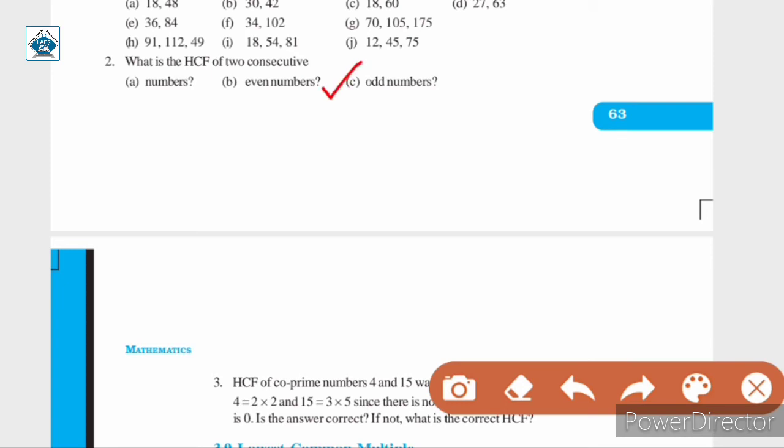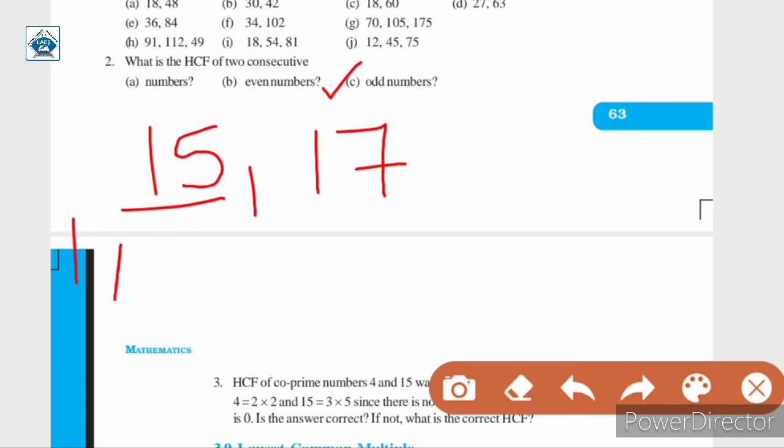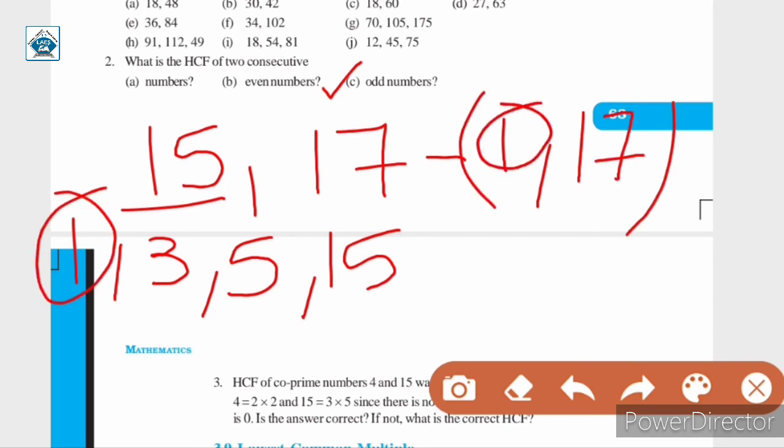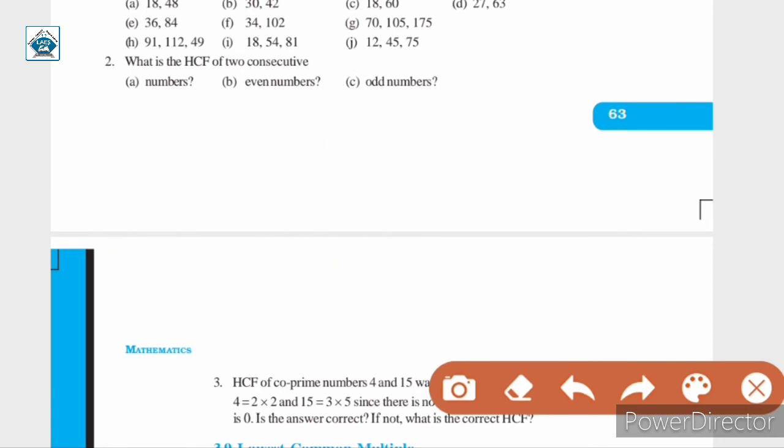For two consecutive odd numbers, consider two consecutive odd numbers 15 and 17. These are two consecutive odd numbers. Here the factors of 15 include 1, 3, 5 and 15. 17 is a prime number, therefore 1 and 17 are the factors of 17. अब in this case also the common factor is 1, therefore the highest common factor is 1. Similarly, you can consider other examples.